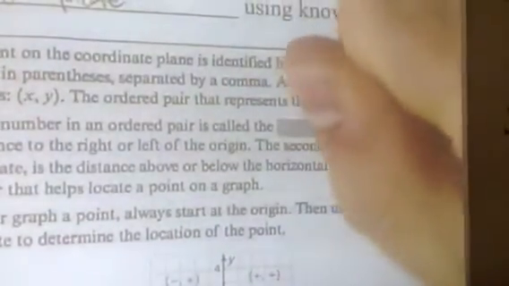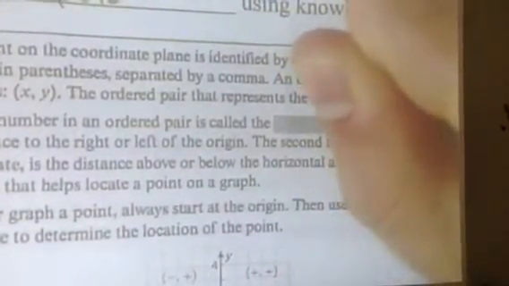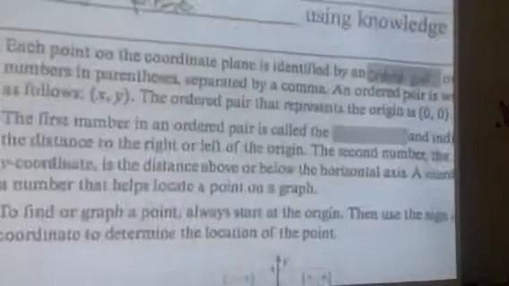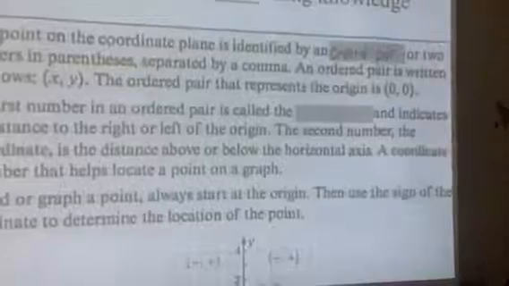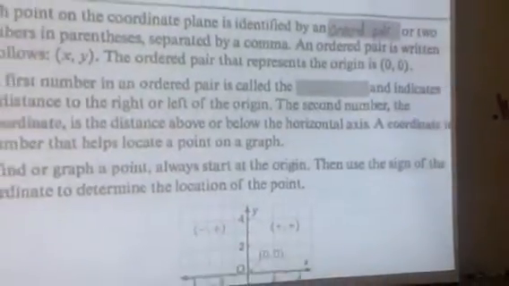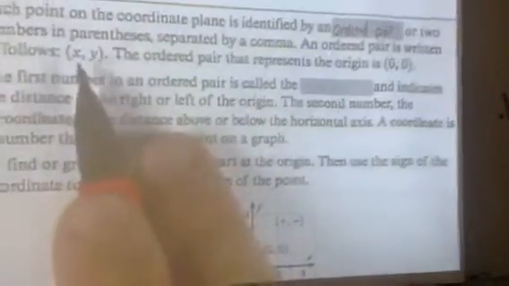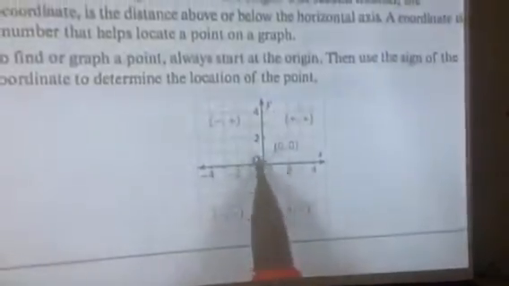Okay? Each point on the coordinate plane is identified by an ordered pair. An ordered pair is just two numbers in parentheses separated by a comma. An ordered pair is written like this. First your x value, then your y value. X always comes first, then y. The ordered pair that represents the origin, this point right here, is 0, 0.